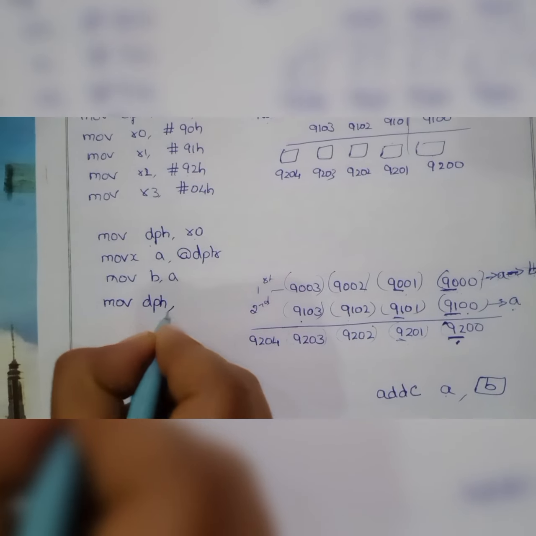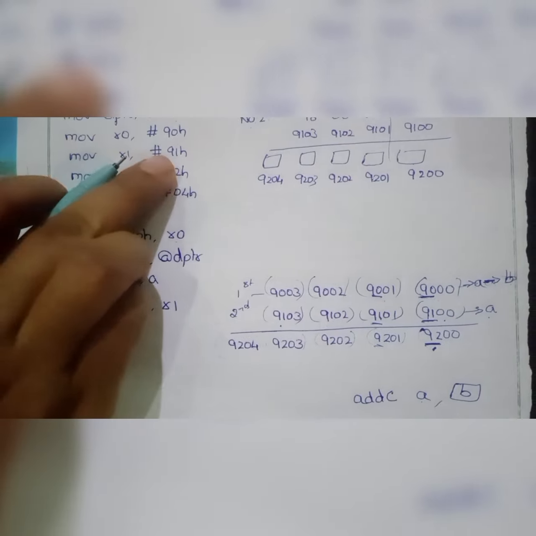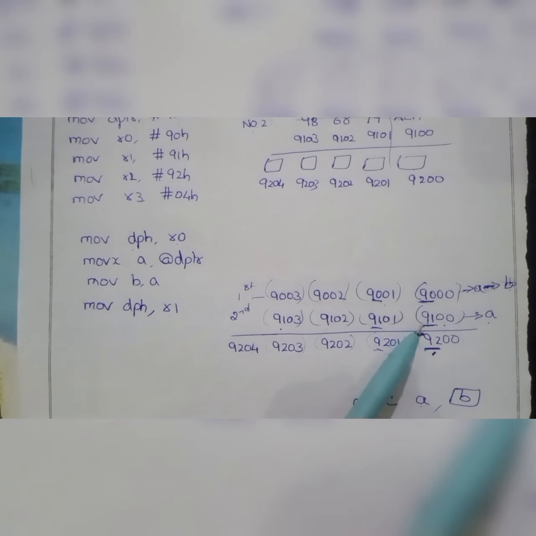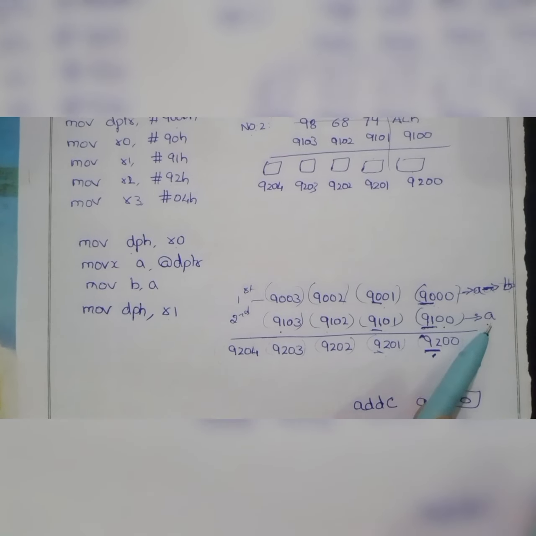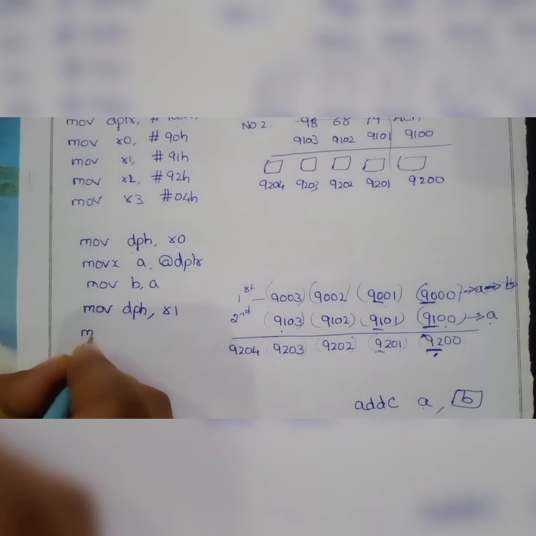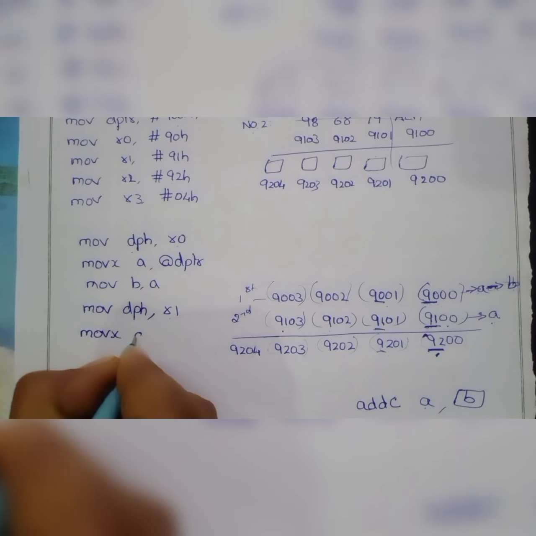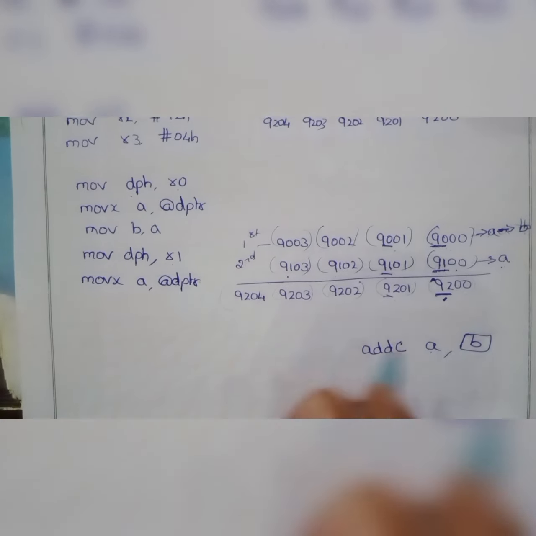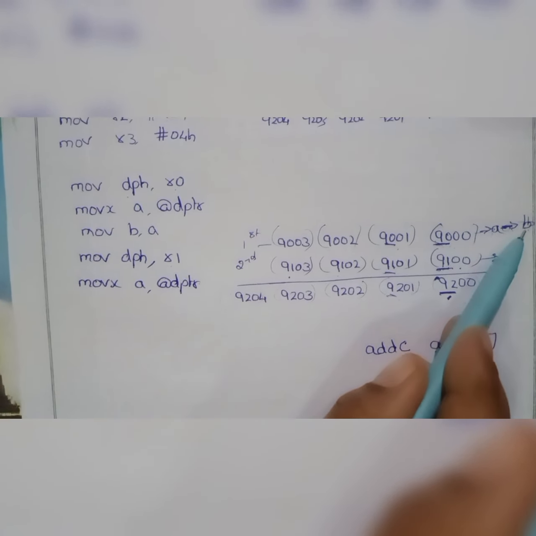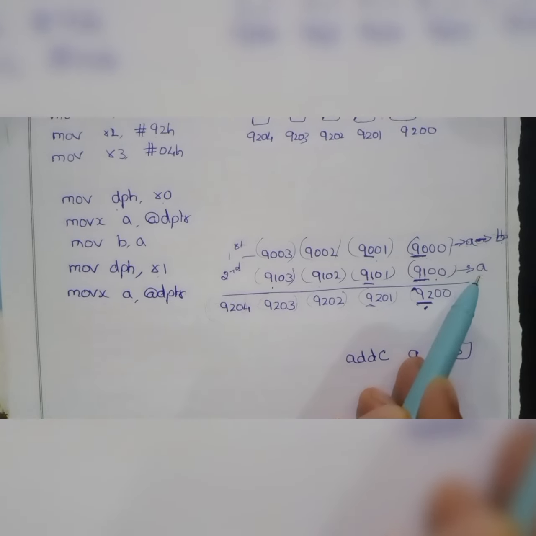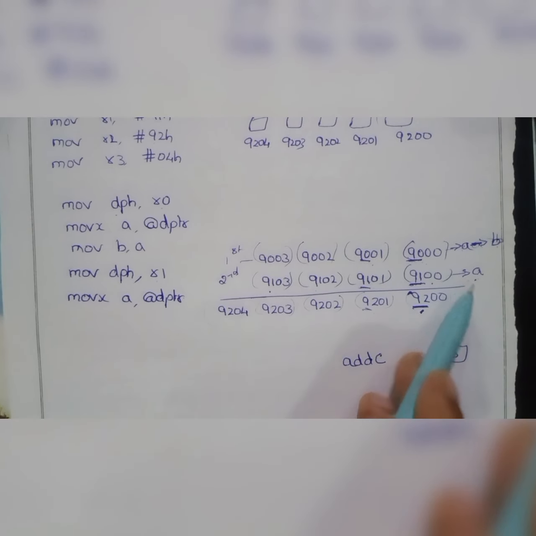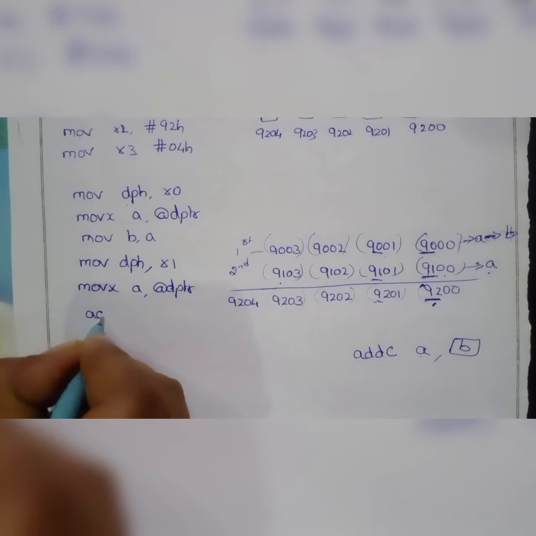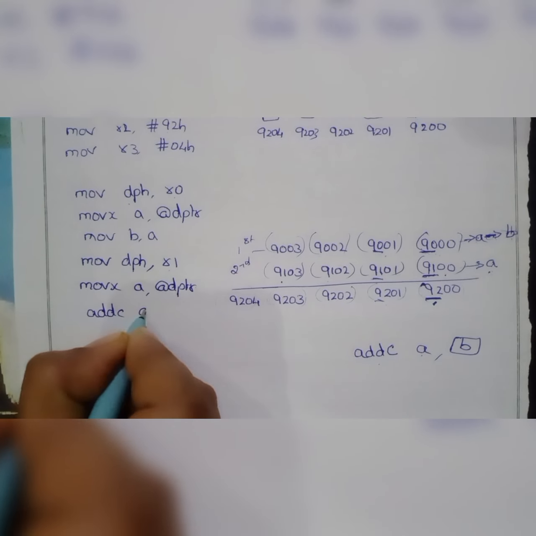So MOV DPH, R1 because R1 is stored with 91. So DPTR is now 9100. The data present here, let's copy it into A, for which I have to write the instruction MOVX A, @DPTR. So one of my data which has to be added is there in the register B and another data is in the register A. Now both of these are to be added using the instruction ADDC. So let us do that by using the instruction ADDC A, B.